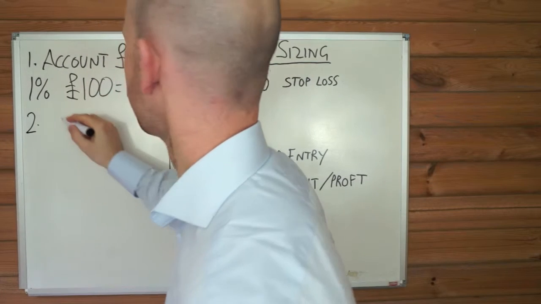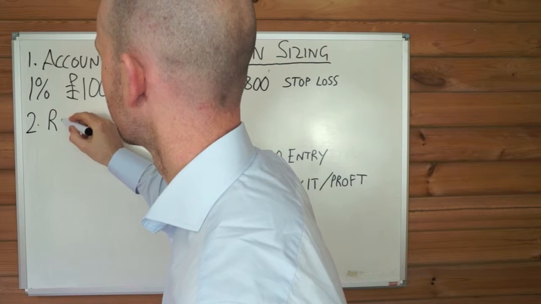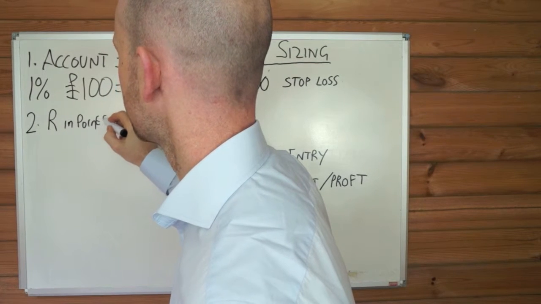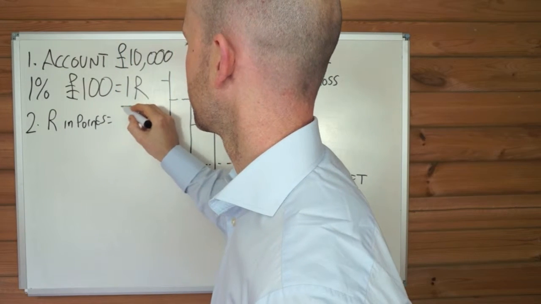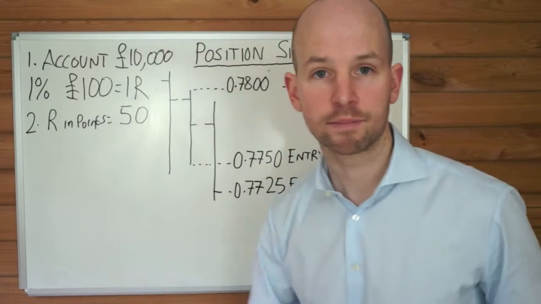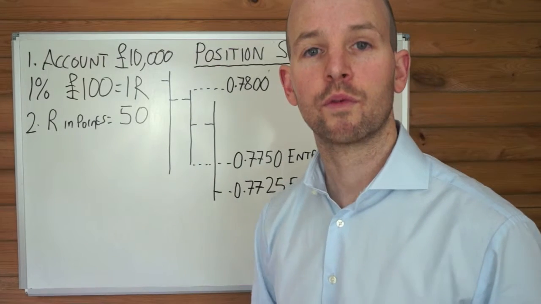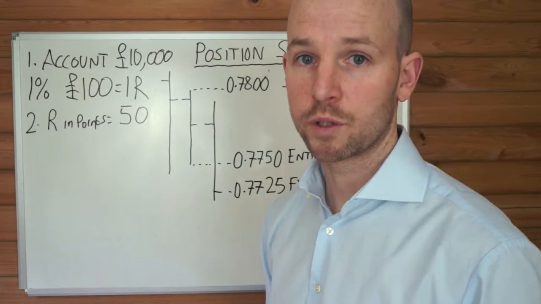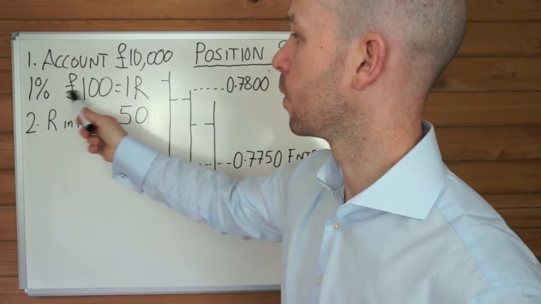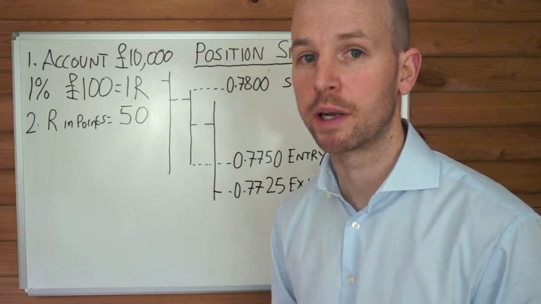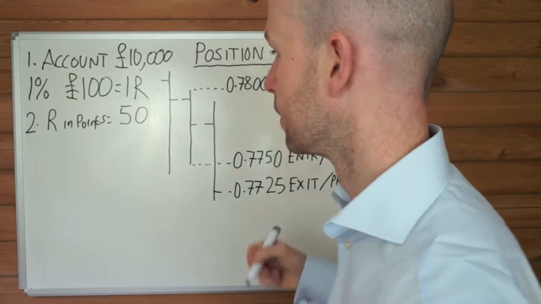So our risk in points or pips here is 50. Now we need to divide that into the amount of money we can afford to lose. Our 1R in terms of money is £100. We're willing to lose £100 on each trade.